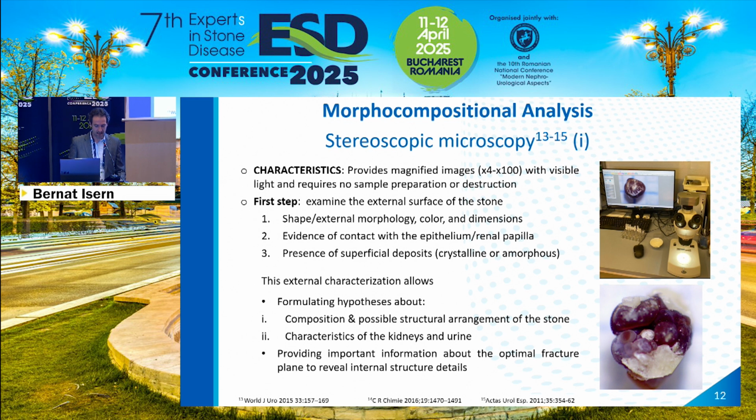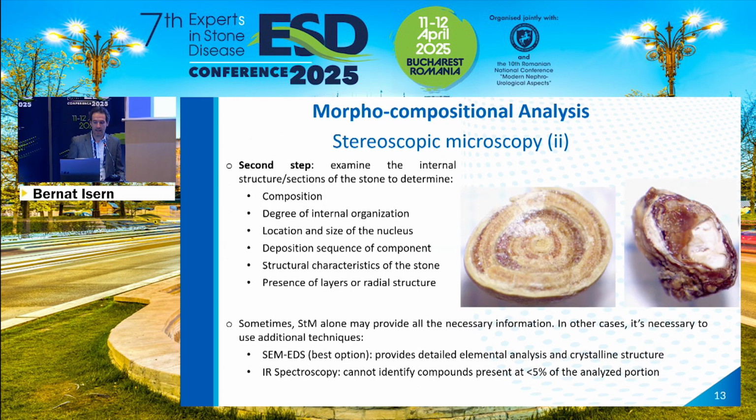Also, we can see the surface deposits, for instance, in this case, calcium oxalate dihydrate. Second step, we have to examine the internal structure of the stone to determine its composition, degree of internal organization, location and size of the stone nucleus, and also the position sequence of the different components.